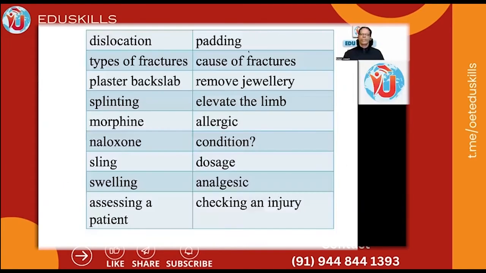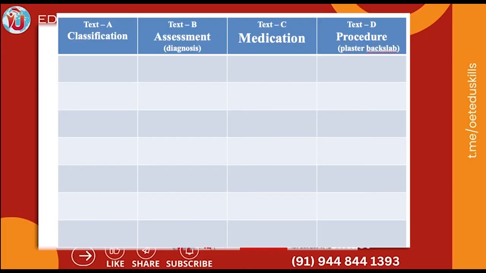Now, could you just go through this? Can you take a piece of paper or your notebook and make 4 columns, parallel lines? There are only 2 columns here. We need 4 columns. One is for classification. Another one is for assessment and management. Third one for treatment or medication. Fourth one for procedure, the bandage procedure.